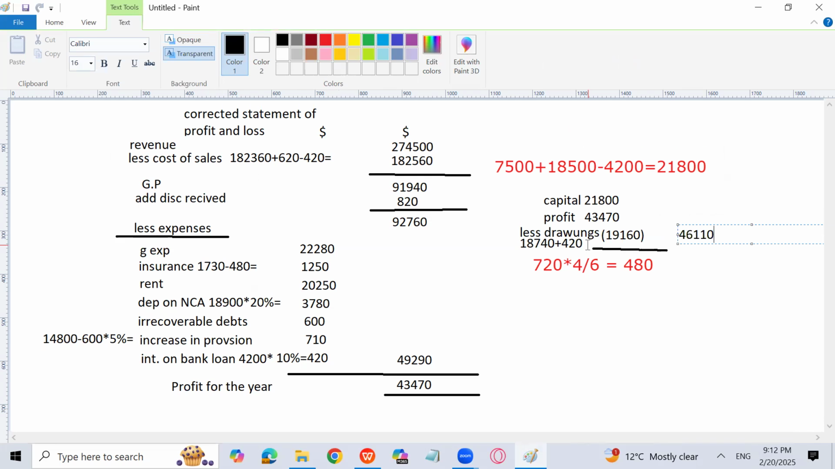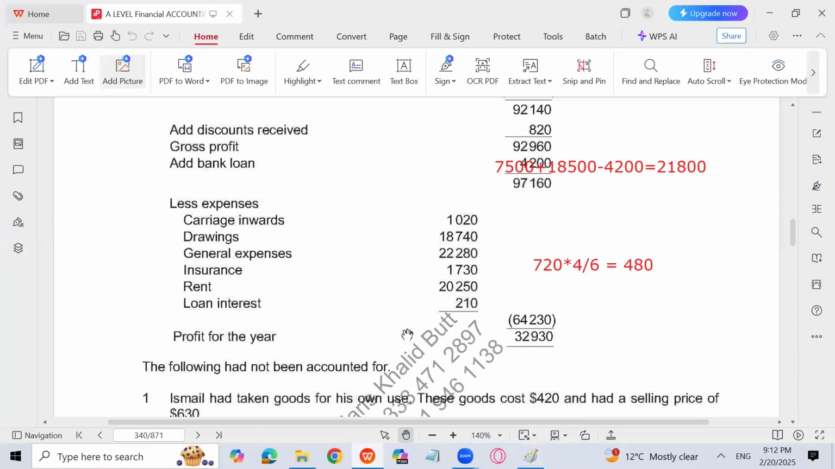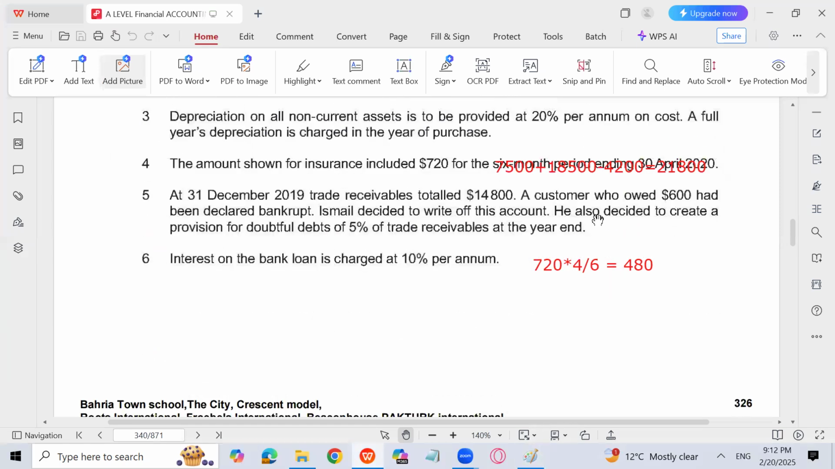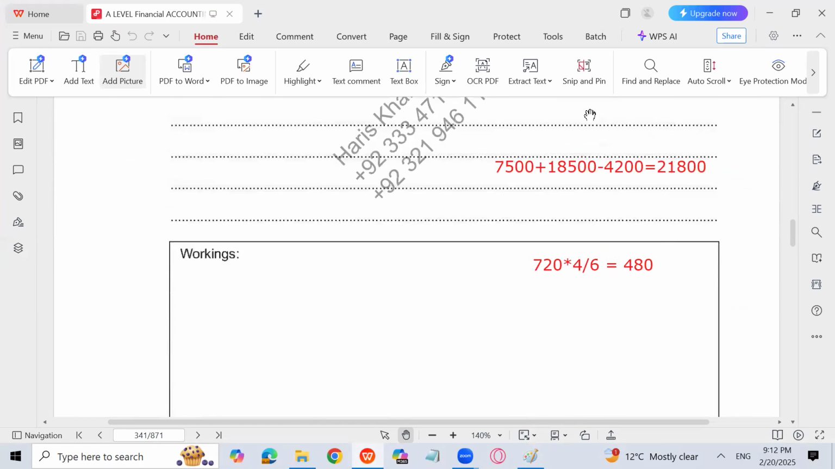Balance sheet was not required in this question. Only the corrected income statement was required. So we are done with that. If you have any problem, you can ask me. Otherwise, it's quite easy, not that difficult. So we have been able to solve this question easily.